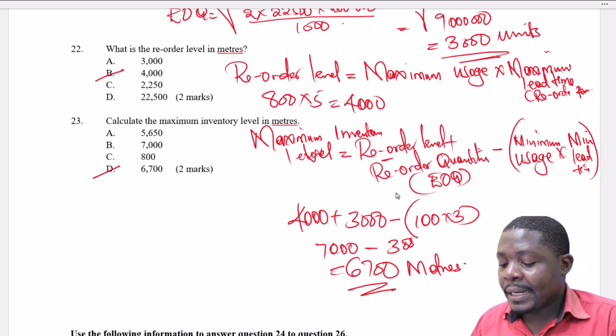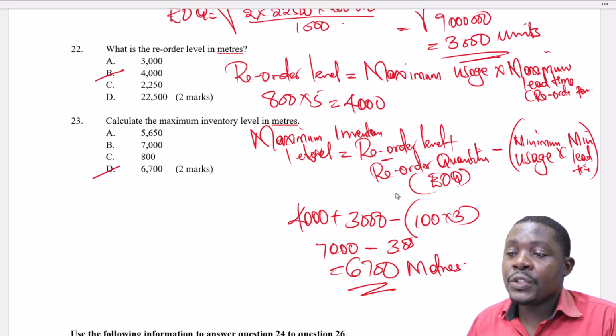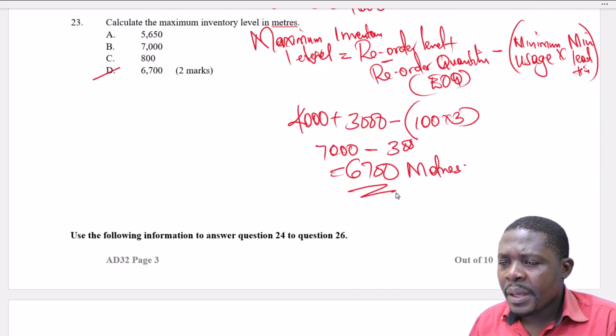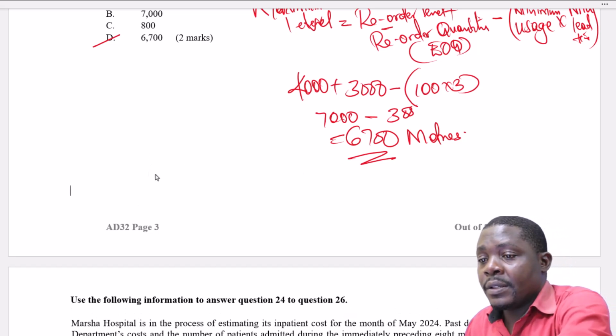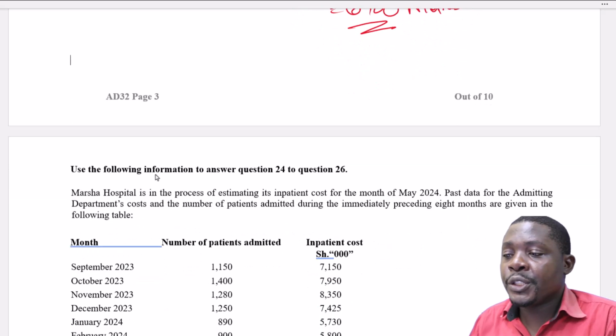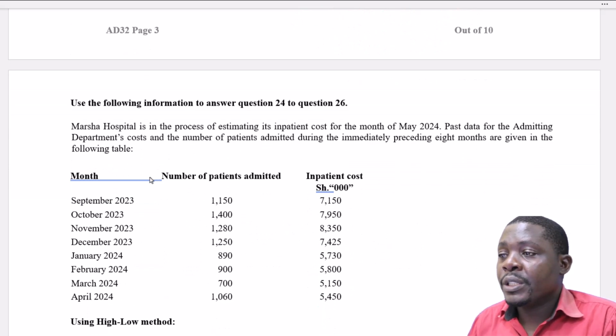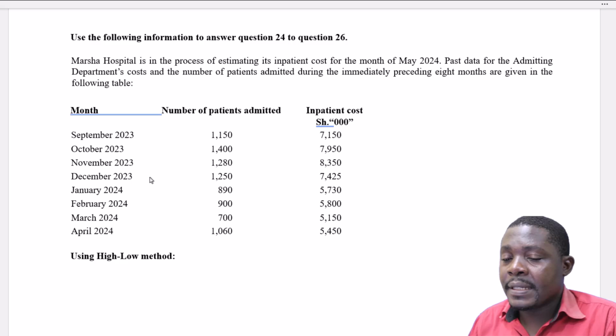That is the maximum inventory level. Then we proceed. We are told to use the information to answer question 24 to question number 26.